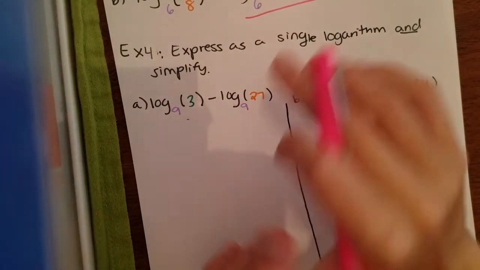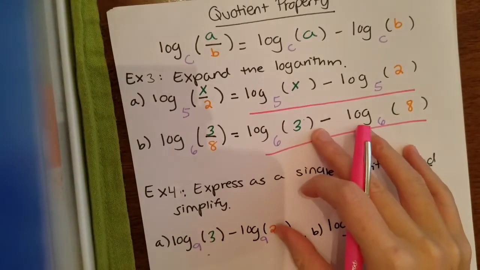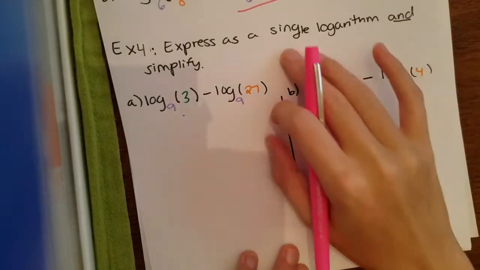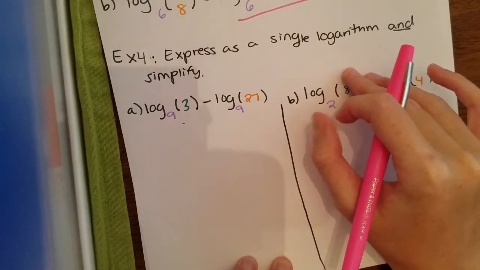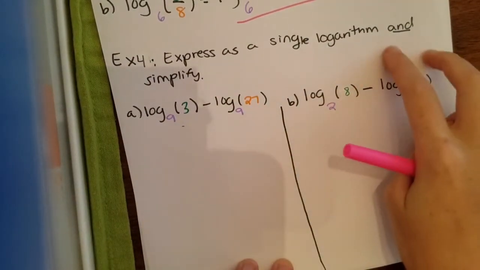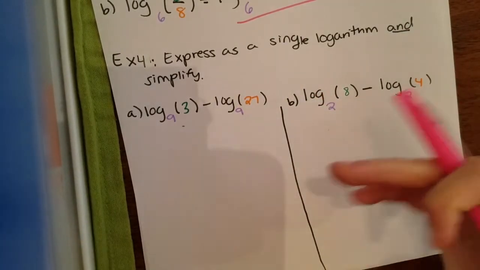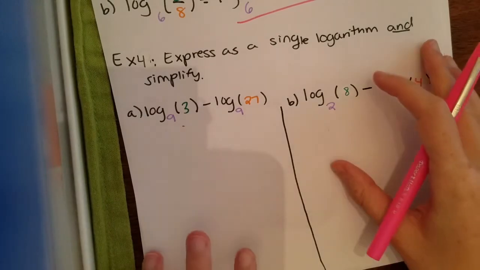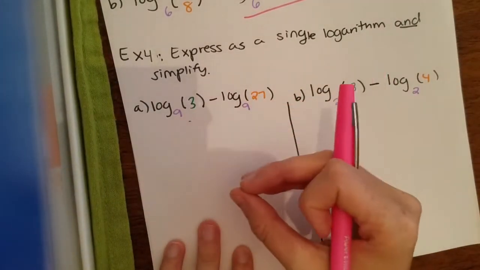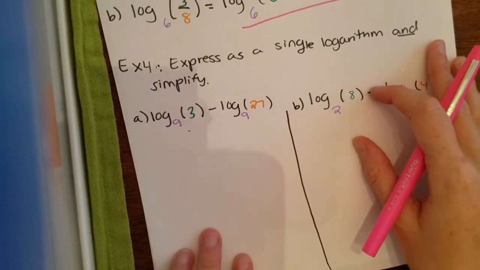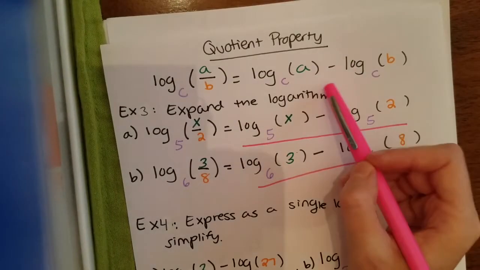Okay, now example 4, we are still using our quotient property. But this time it says express as a single logarithm, so we have to bring this to one logarithm and simplify. So like in example 2, we will be solving for the value of the log. Not only are we going to bring it to one logarithm, we will be solving for it. So this time we are reversing our quotient property.